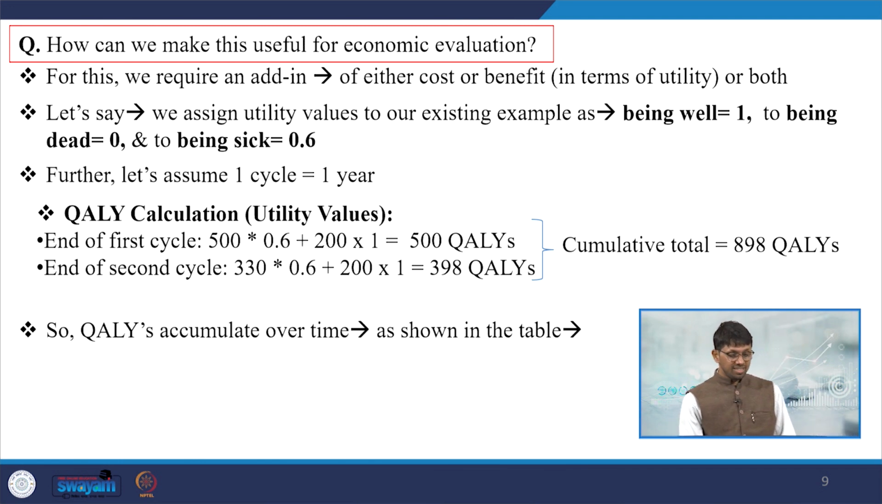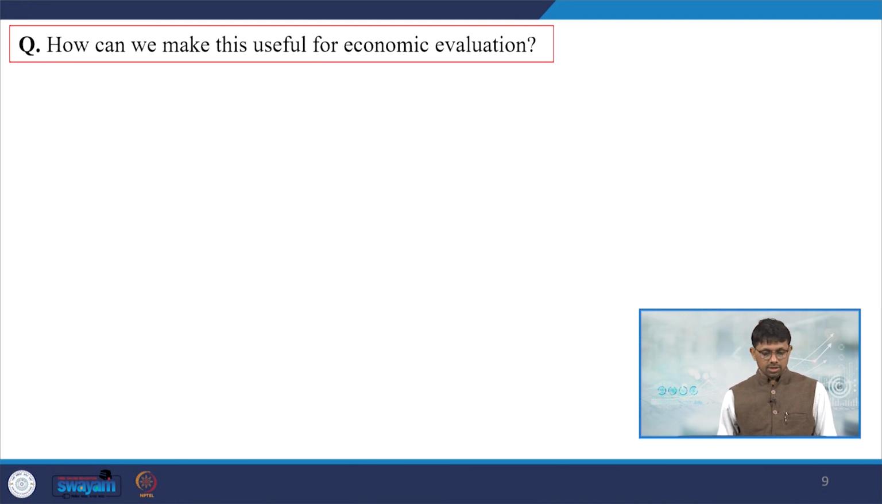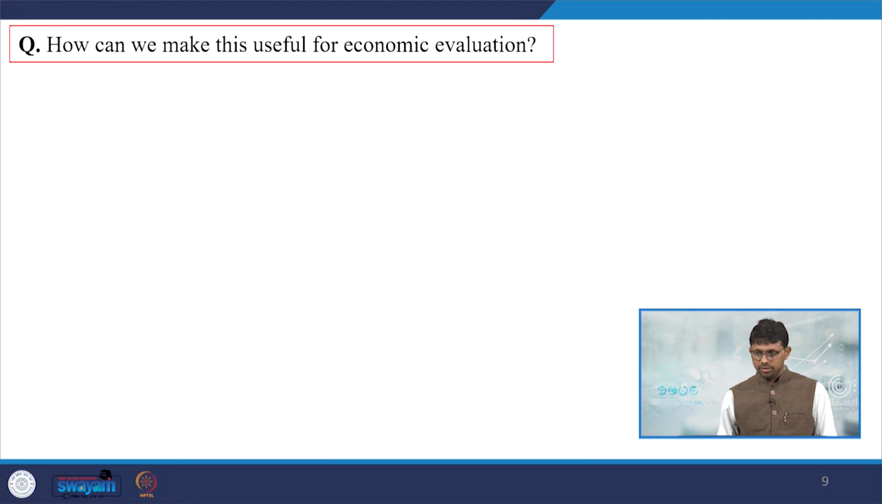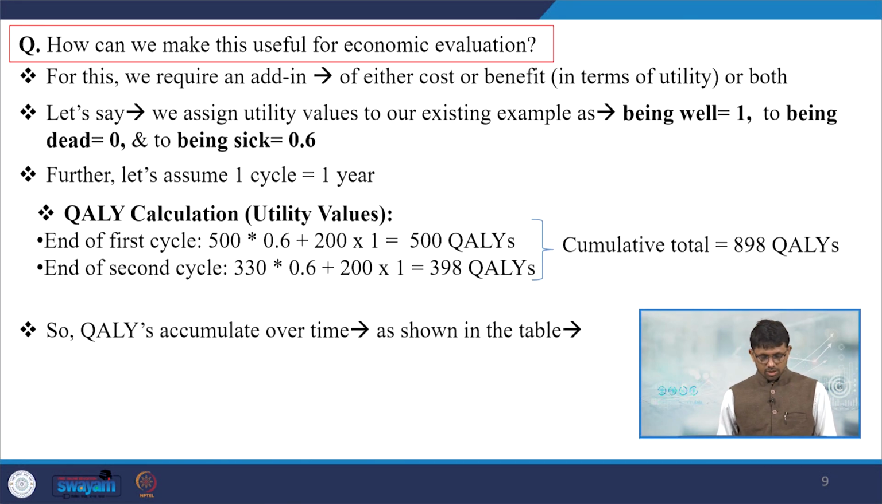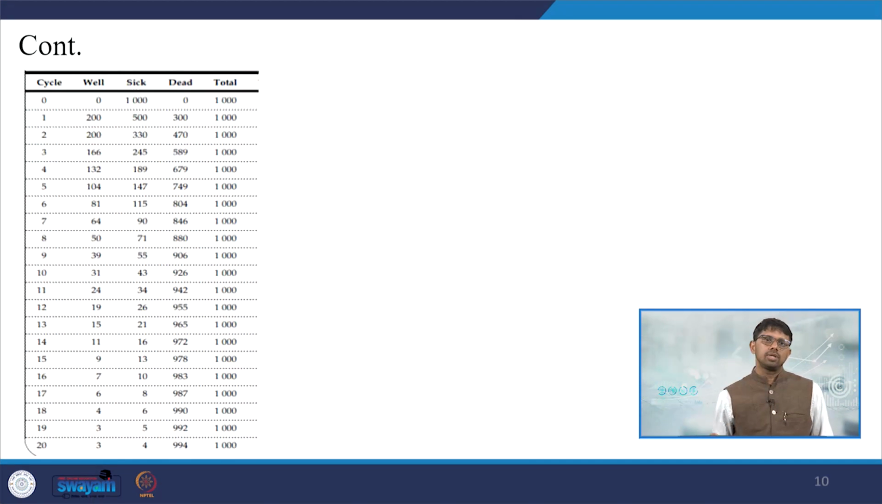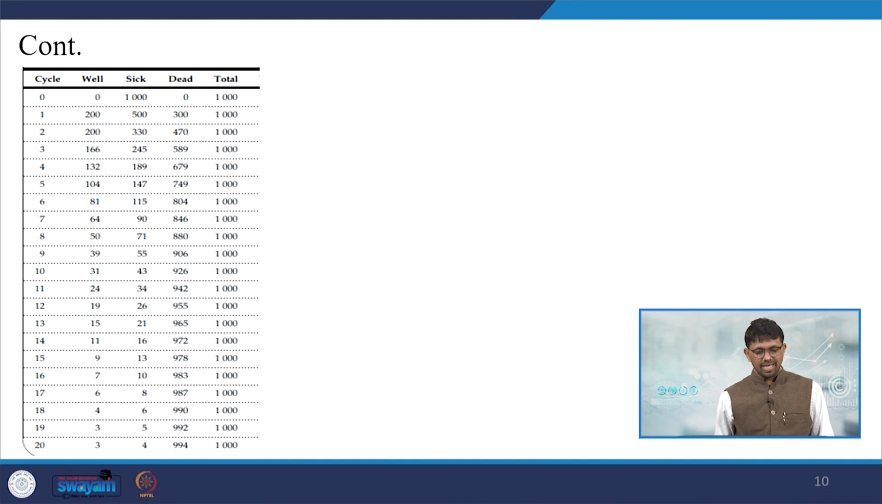On the second cycle, similarly with the same approach, based on the numbers, you can just see how many are there, 330 and 200. So, 330 into 0.6 plus 200 into 1, so 398. So, the cumulative qualities are actually 898. So, qualities accumulate over time and that actually gives the accumulative value of the quality of life.